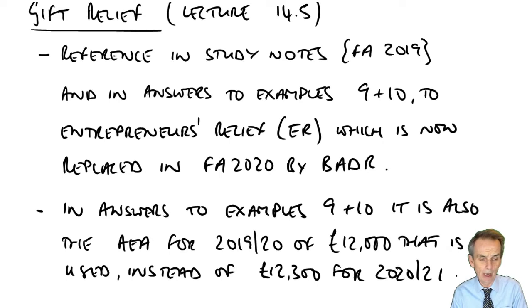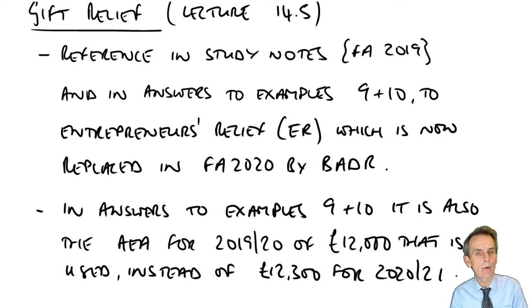Because with this relief, like with rollover, there have been no technical changes whatsoever in the way in which the rule works and the way in which that is applied. What we do have, of course, is a possible interaction with the availability of business asset disposal relief. So, given that it's Finance Act 2019, it's exactly the same issue as we dealt with when looking at the Finance Act 19 lectures for rollover relief.